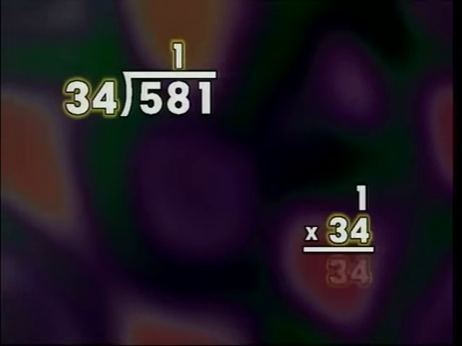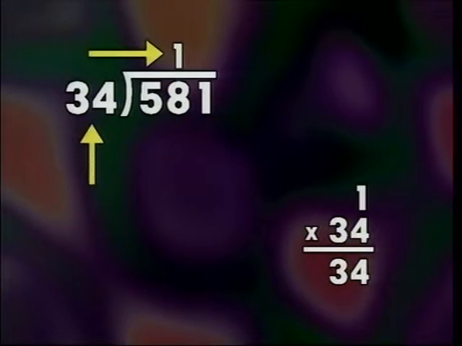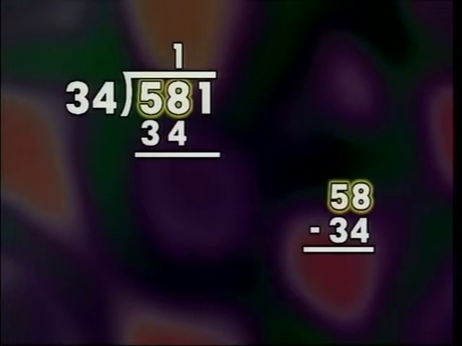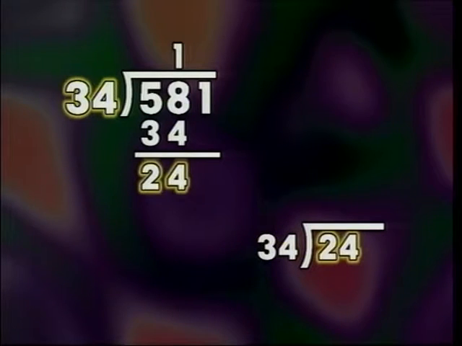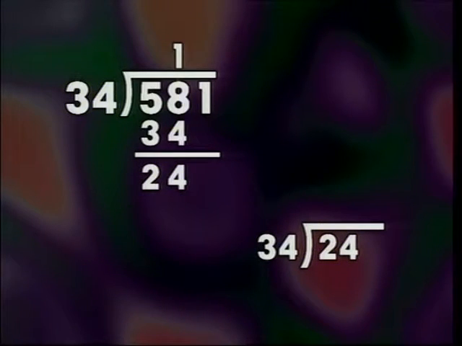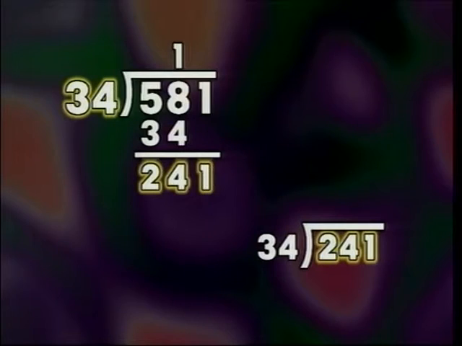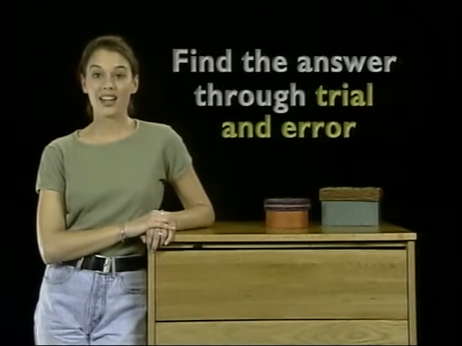The next step is to multiply 1 by 34 to get 34. You place the product of these two numbers directly below the 58. We subtract 34 from 58 to equal 24. Now we divide 34 into 24. But we first bring down the 1 in the units place of the dividend next to 24. So now we're trying to find out how many times 34 goes into 241. The only way to find the answer to this is through trial and error.